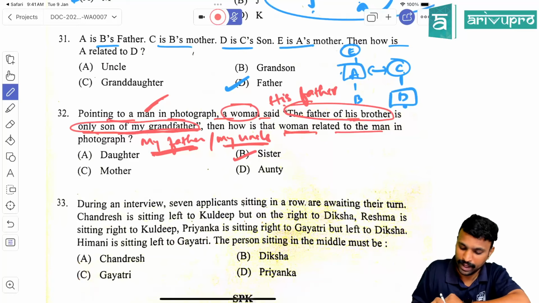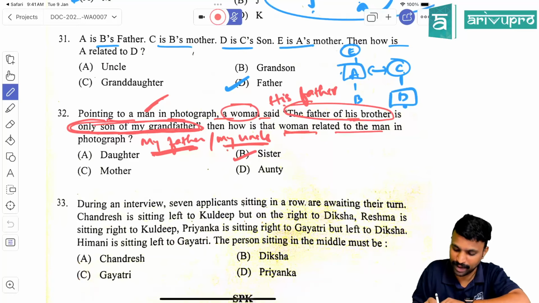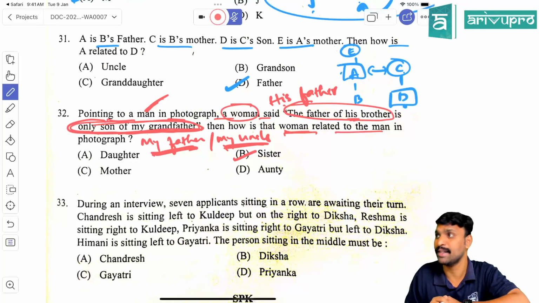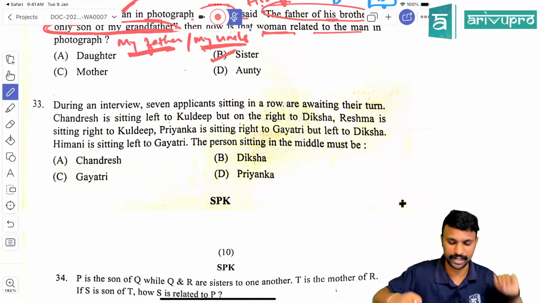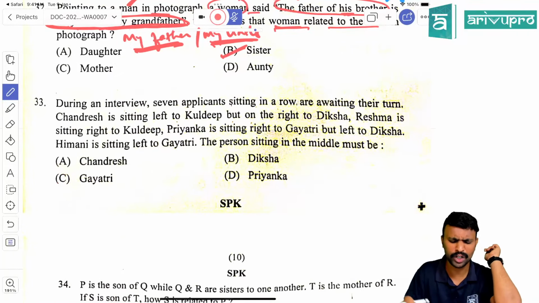Suppose if whatever I have encircled here, the only son of my grandfather is my uncle, in that case, he is my uncle's son. Obviously, he is my cousin. Cousin is not there in the option. So option B is the right answer. Guys, moving on to the next question.